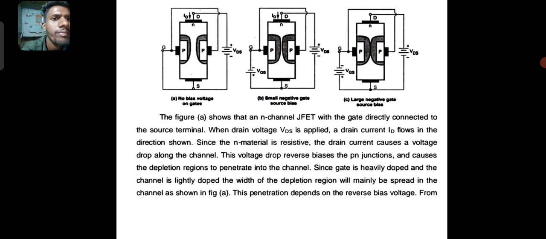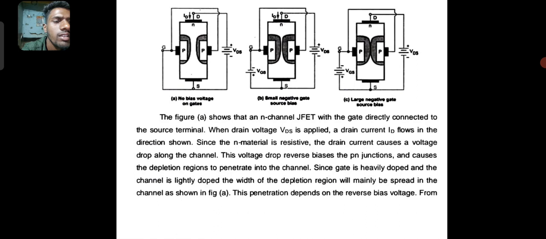The figure shows an N channel JFET with the gate directly connected to the source terminal. When drain voltage VDS is applied, drain current ID flows in the direction shown. Since the N channel is resistive, the drain current causes a voltage drop along the channel. This drop reverse biases the PN junction and causes the depletion region to penetrate into the channel.